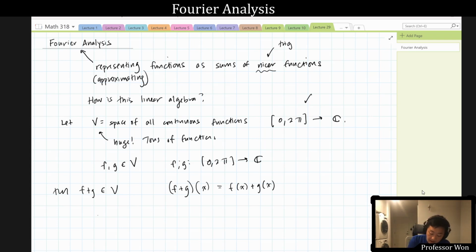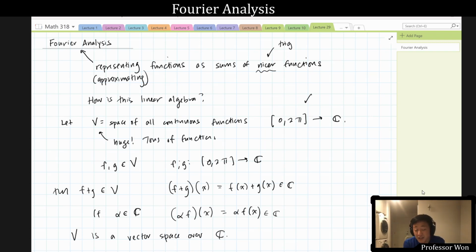And if alpha is a complex number, then I can define a function alpha f by just multiplying the output of f at x by alpha, right? Again, the codomain here is C, so these things end up being complex numbers for every x. So the point is that V is a vector space over C. But it's a humongous vector space. It's very infinite dimensional, you could say. Right, so this is infinite dimensional.